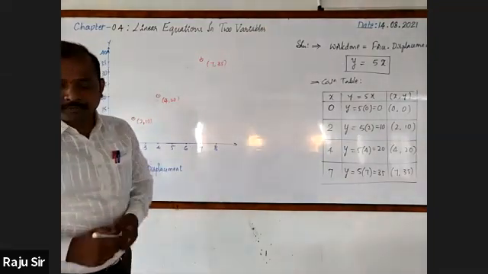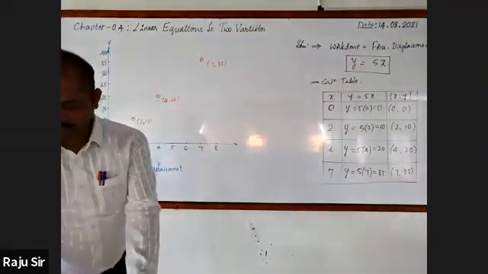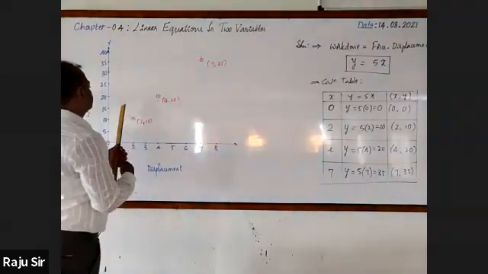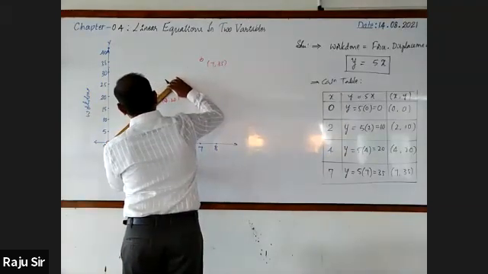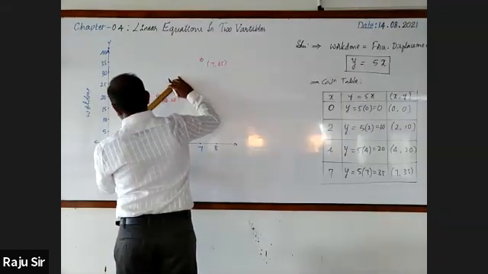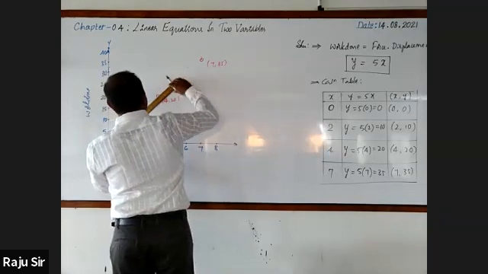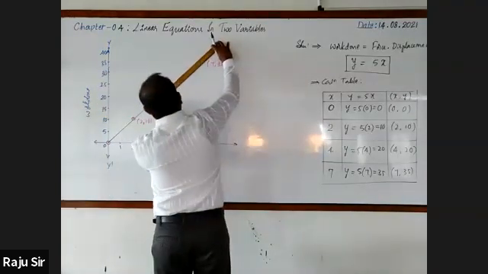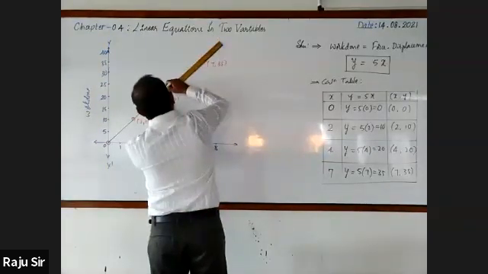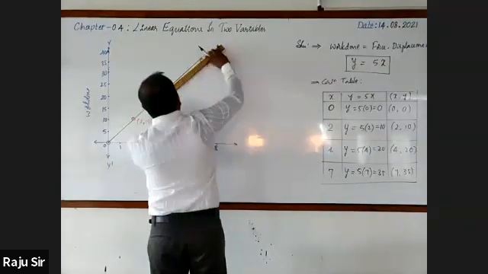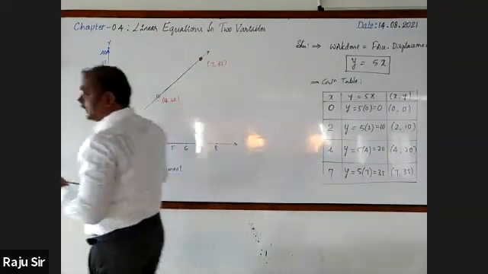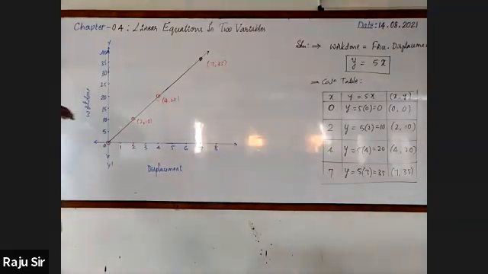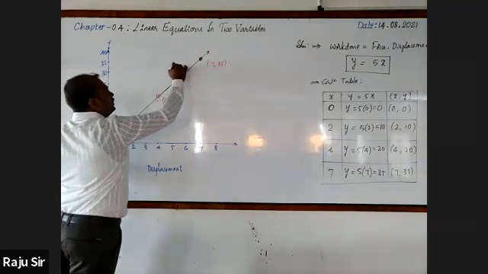Let us join all these points. Join the points. Have you done? This is the line which represents the equation y equal to 5x. You can extend it and mark it. It is y equal to 5x.